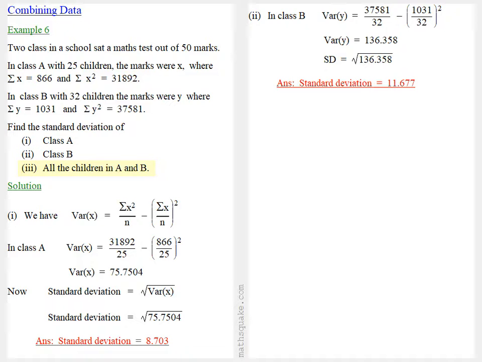Now in part 3 we want to put both classes together. So together the total number of students is 25 plus 32, which is 57. So n is 57. Now if we add the marks, we can call that sigma z. We have in one class 866, plus in the other class 1031, so that gives a total of 1,897. Sigma z squared is equal to sigma x squared plus sigma y squared.